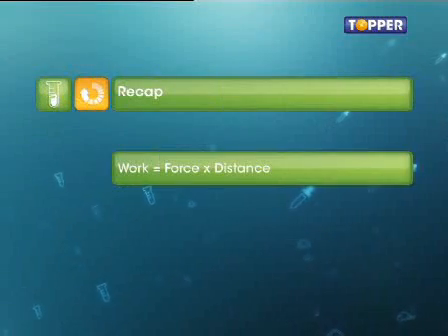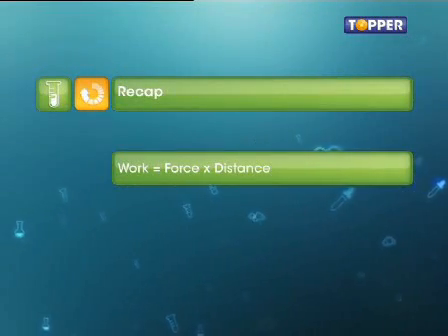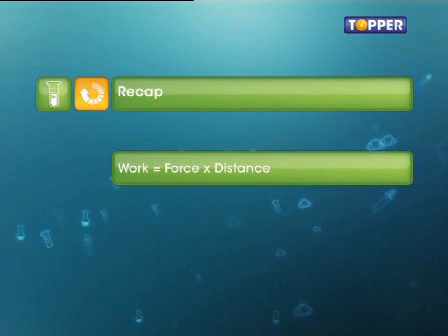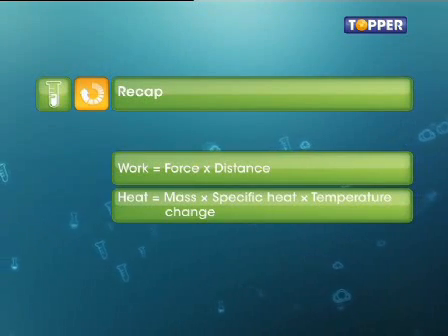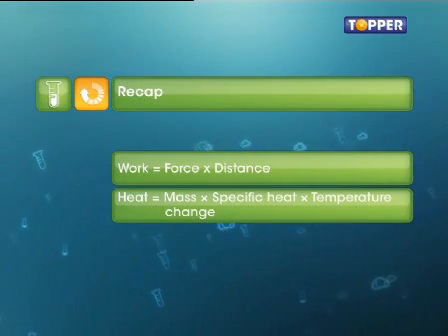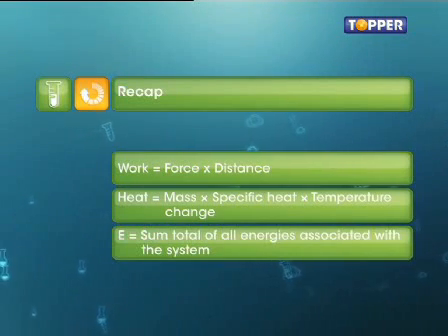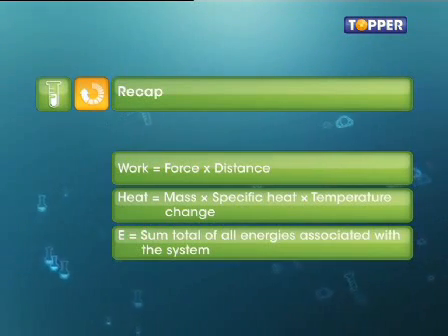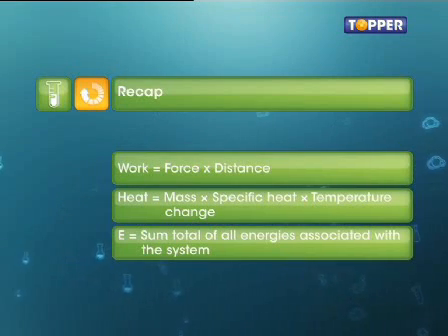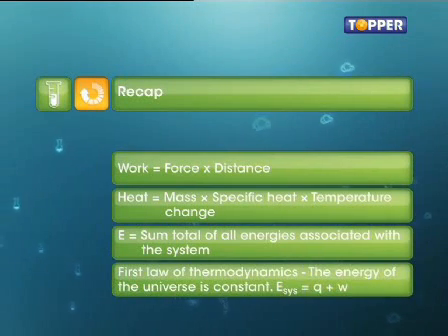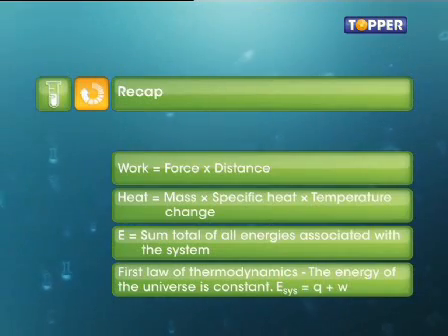Here are some definitions for you. Work is equal to force times distance moved. Heat is equal to mass times specific heat times temperature change. Internal energy E is the sum total of all types of energy associated with the system. The first law of thermodynamics states that the energy of the universe is constant.